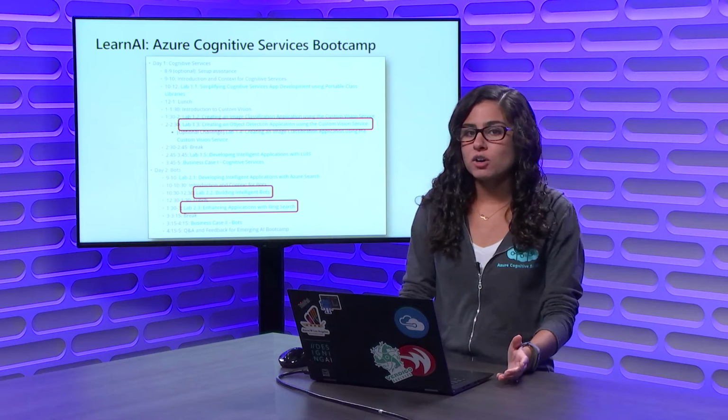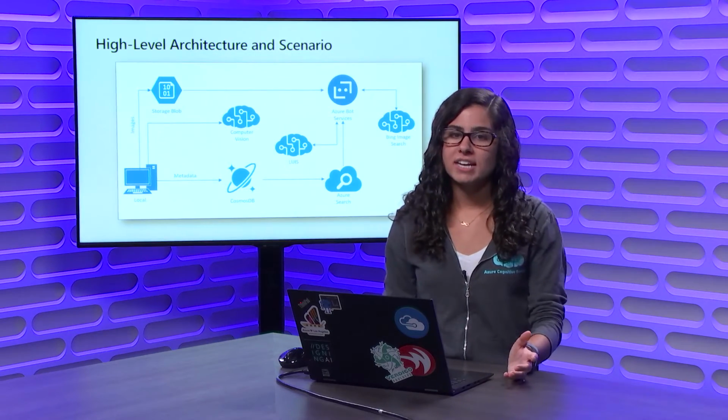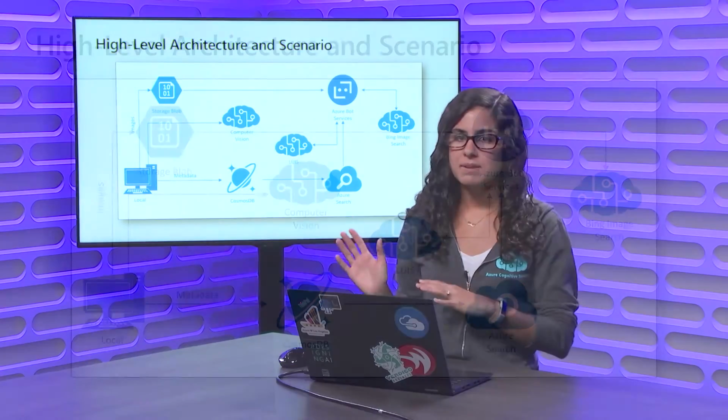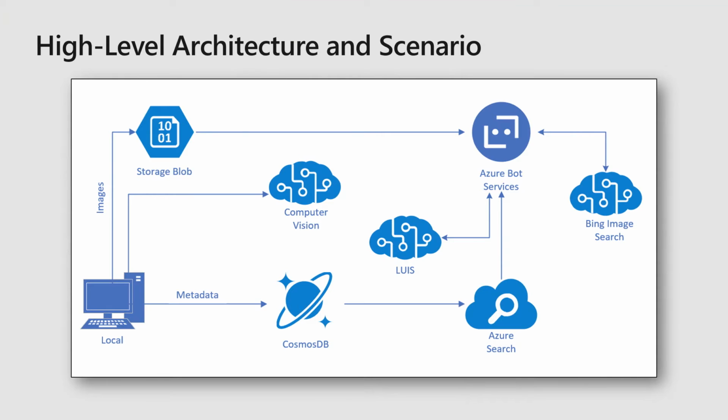So just to talk a little bit through the high-level scenario before I get into the code, behind me you see the architecture that might be familiar. So the scenario is this, right? You have a bunch of images that are stored locally, and you want to be able to search for them easily, and you also want them stored somewhere other than locally, because stuff happens.